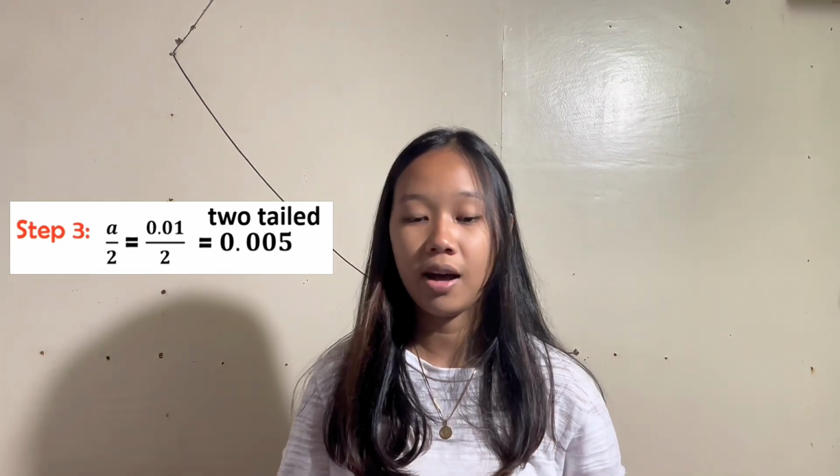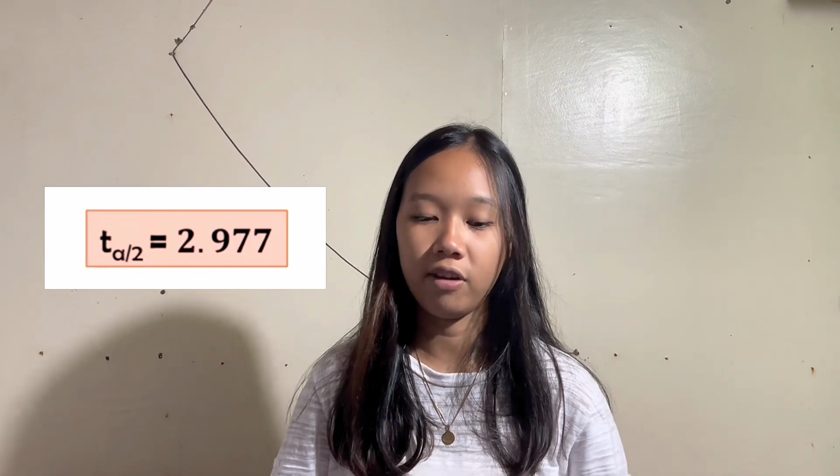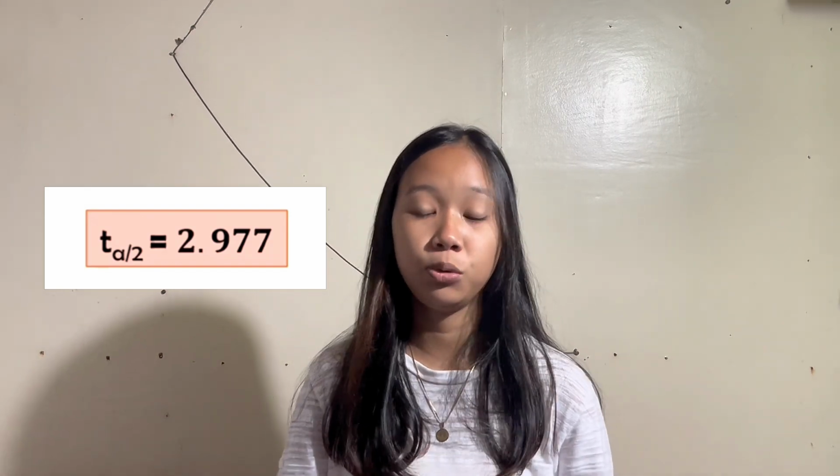Our DF is 14. And then we have here 0.005. And then let's just lower it to 2.977. Then let's find the DF of 14. And so this is our T alpha over 2 equals 2.977.